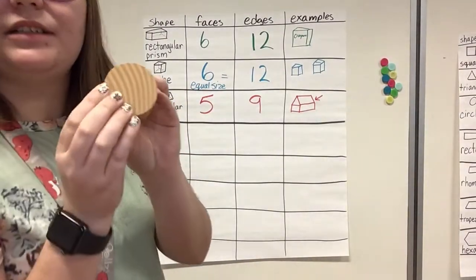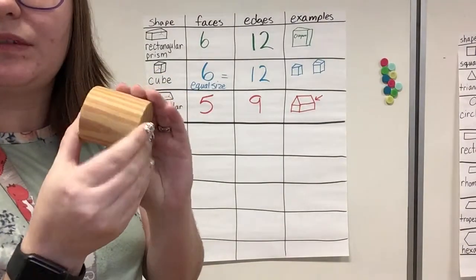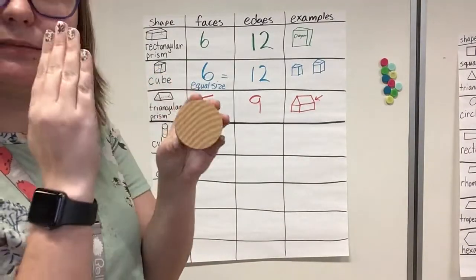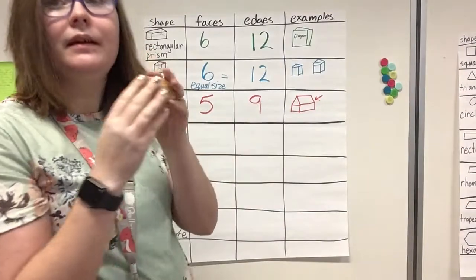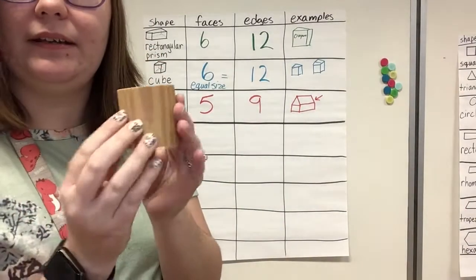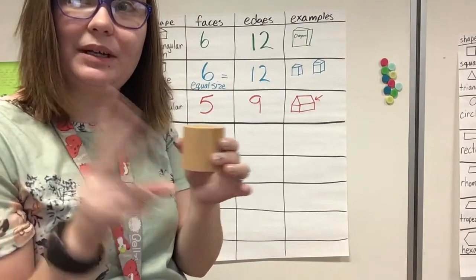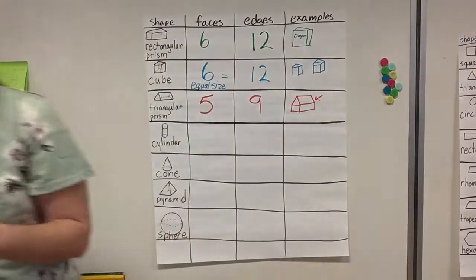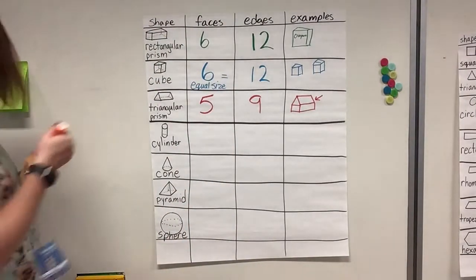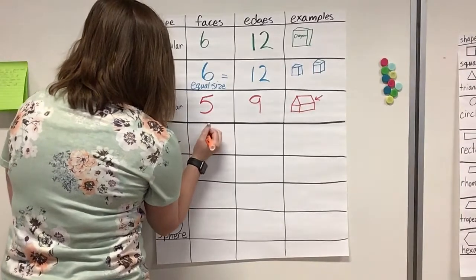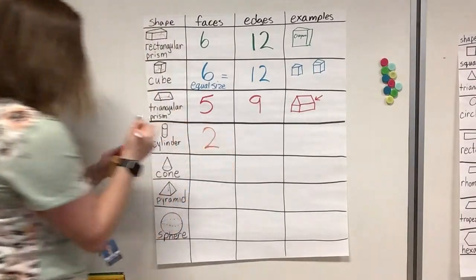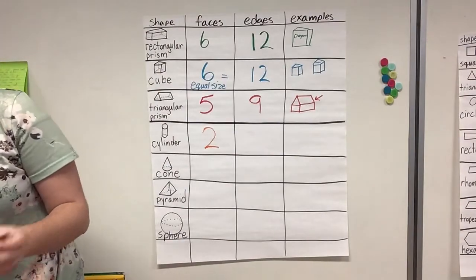So, it has 2 faces. This is a face and this is a face because it is flat. But this cylinder part here that wraps around is not a face because it is not flat. So it only has 2 faces. It's one of our tricky ones. 2 faces. Now let's look at the edges.